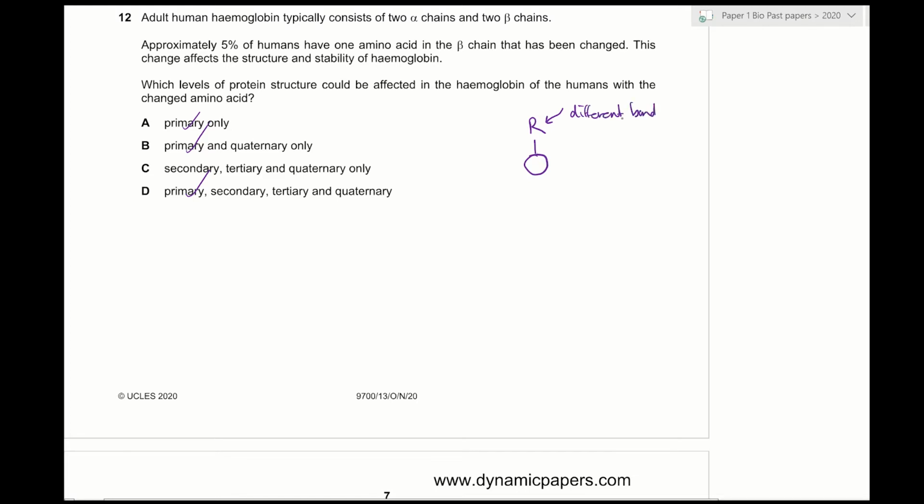bond interactions. So changing the primary structure changes all these other bonds and interactions too, therefore changing the structure and stability of hemoglobin. Therefore, the answer must be D.